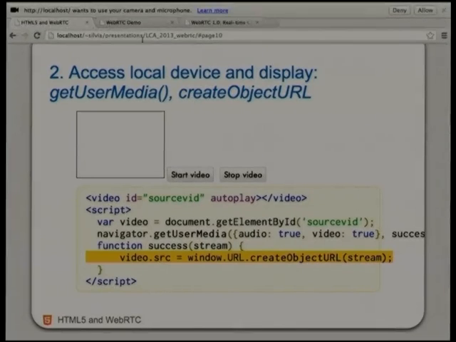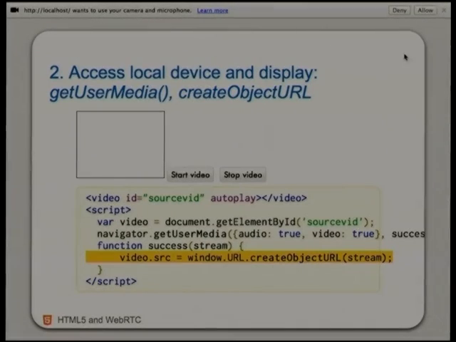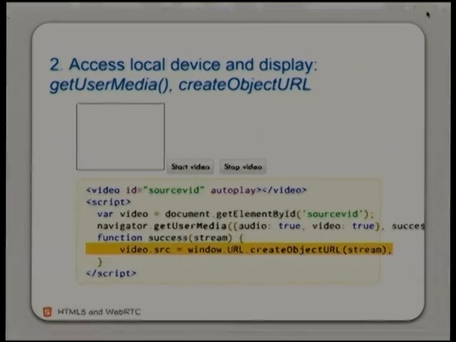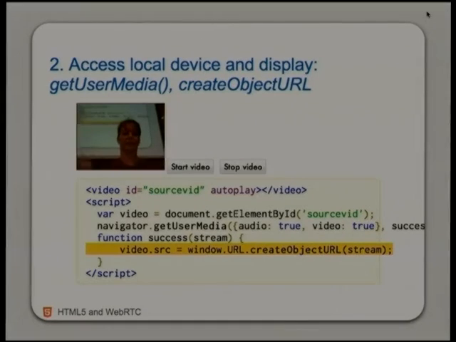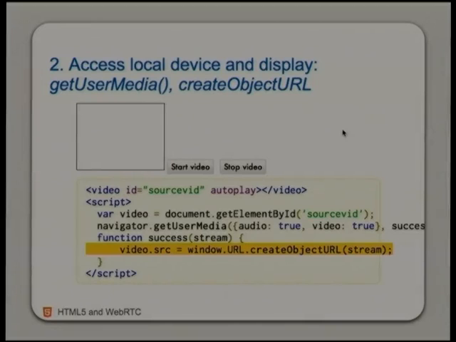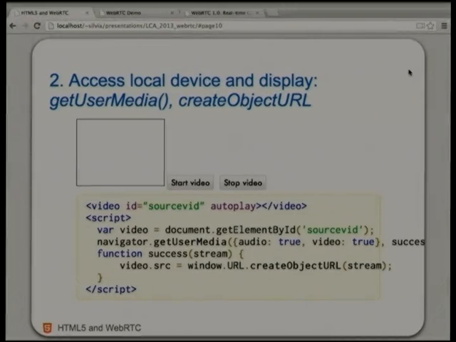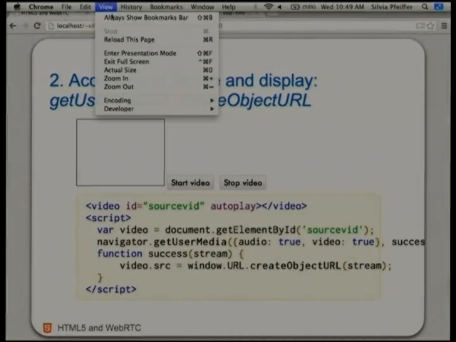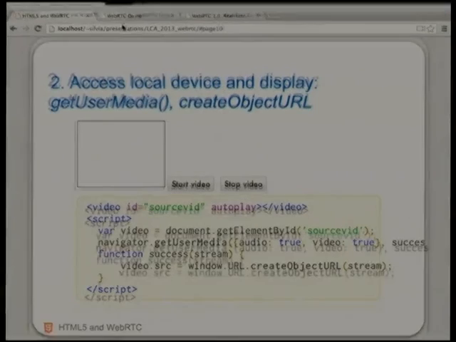So I hit start. It asks me if I want to allow it to access my camera and microphone. I say allow, and if it all works, we got video. There you go, that's my local webcam. Yay, first step. Exit full screen.